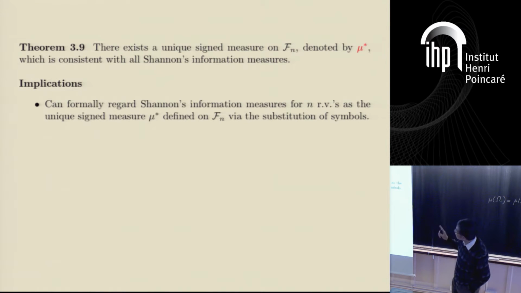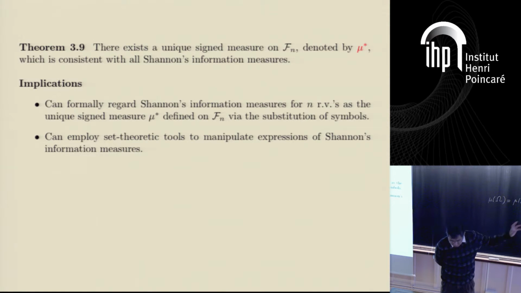Because of this construction, we can formally regard Shannon's information measures for n random variables as the unique signed measure defined on Fn via the substitution of symbols. So formally you can write it as equal to mu star of X1 tilde intersect X2 tilde. It's not just a correspondence; it's equal. By writing an equal sign, you can do anything you like in a set domain. When you say unique, it is unique for each joint distribution. For each joint distribution, yes.